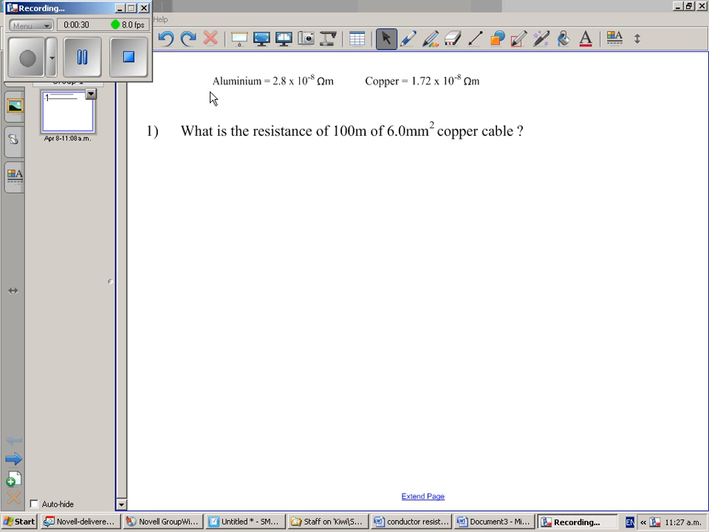There are resistivities available for every conductor out there. The ones we'll be dealing with mainly are aluminium and copper. You'll need not know these figures. They will be given to you in exam questions.